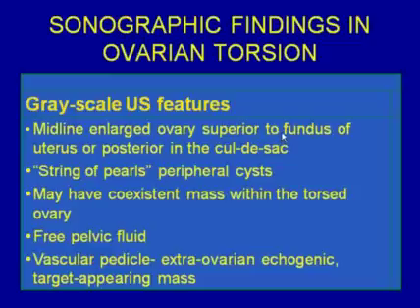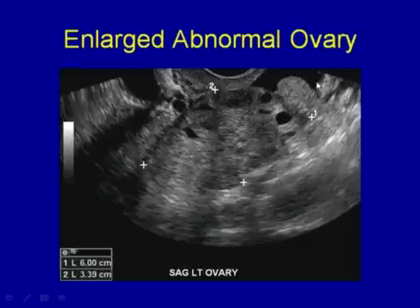So we have some grayscale features to look for, and these are the most important. Despite the fact that this is a vascular problem and the patient has symptoms because of vascular compromise, the grayscale is what tells us what's going on. So we're looking for a midline enlarged ovary. It can either be above the fundus or back in the cul-de-sac. We'll see this string of pearls, these peripheral cysts, these displaced follicles. You can have a coexistent mass at least half of the time, may see pre-pelvic fluid, and also look for the ovarian pedicle, a target appearing mass, the twisted fallopian tube. So let's go through these slowly.